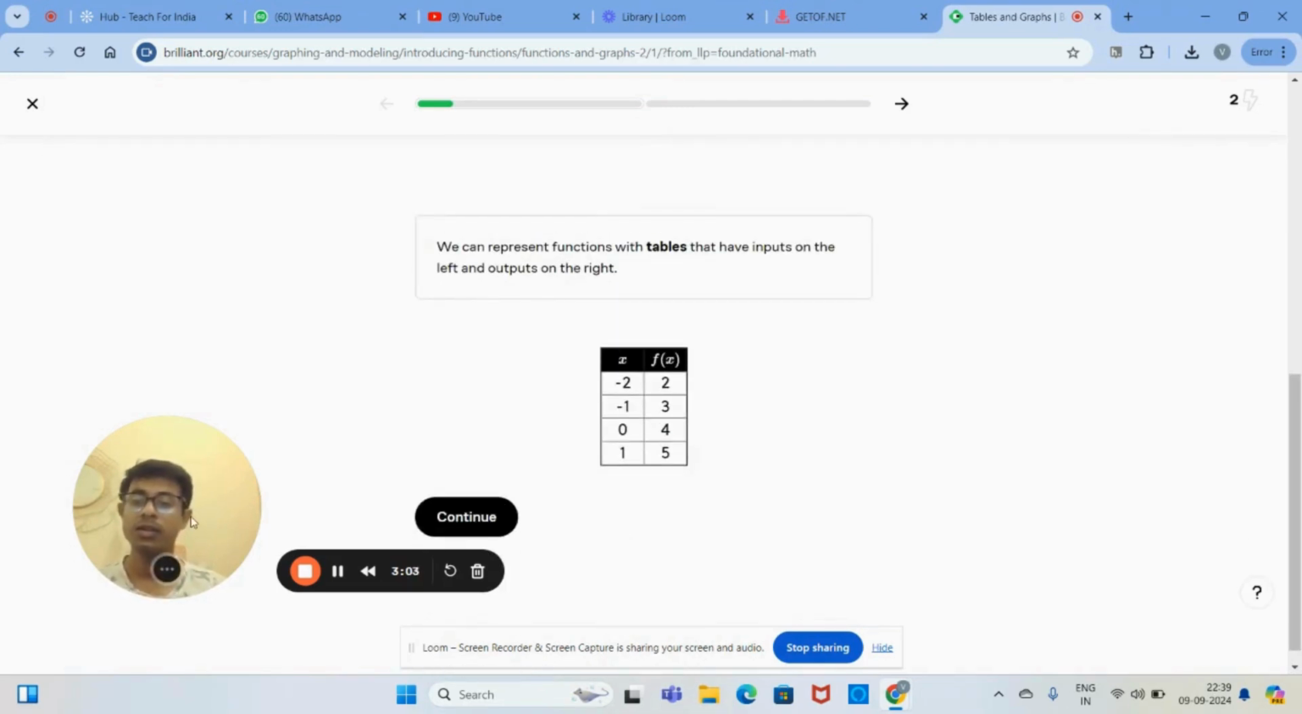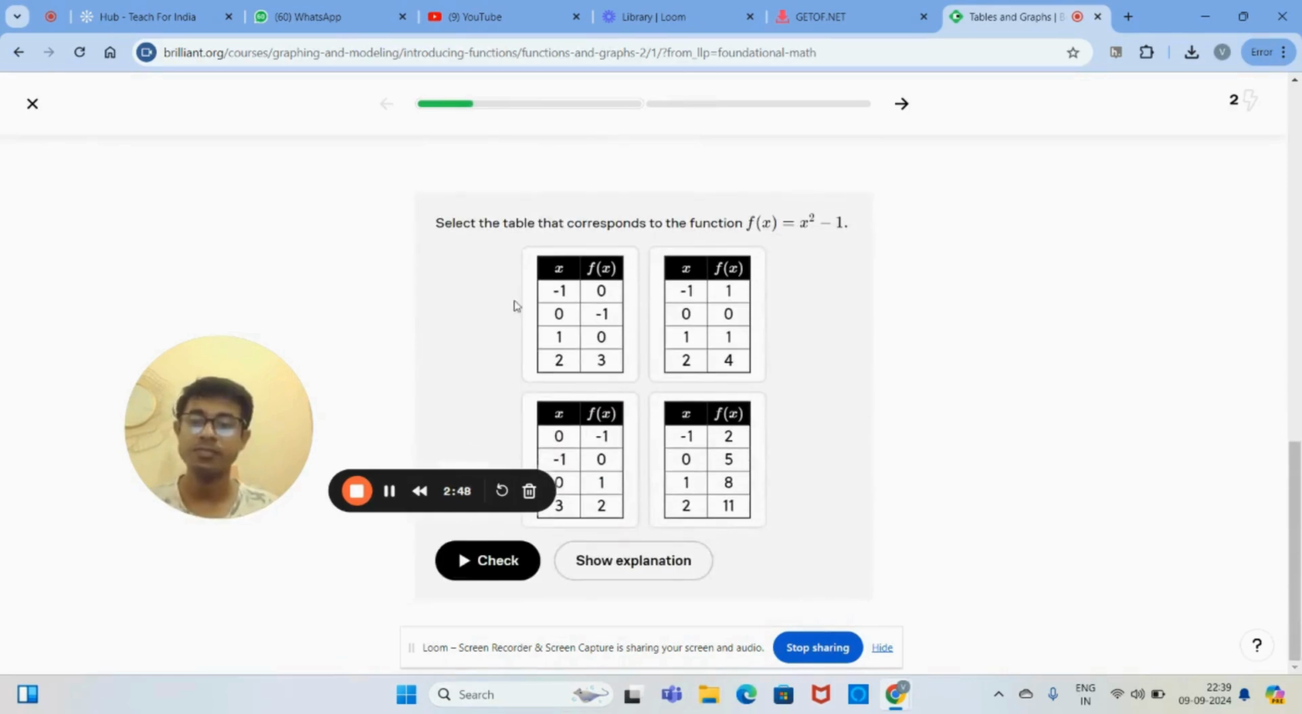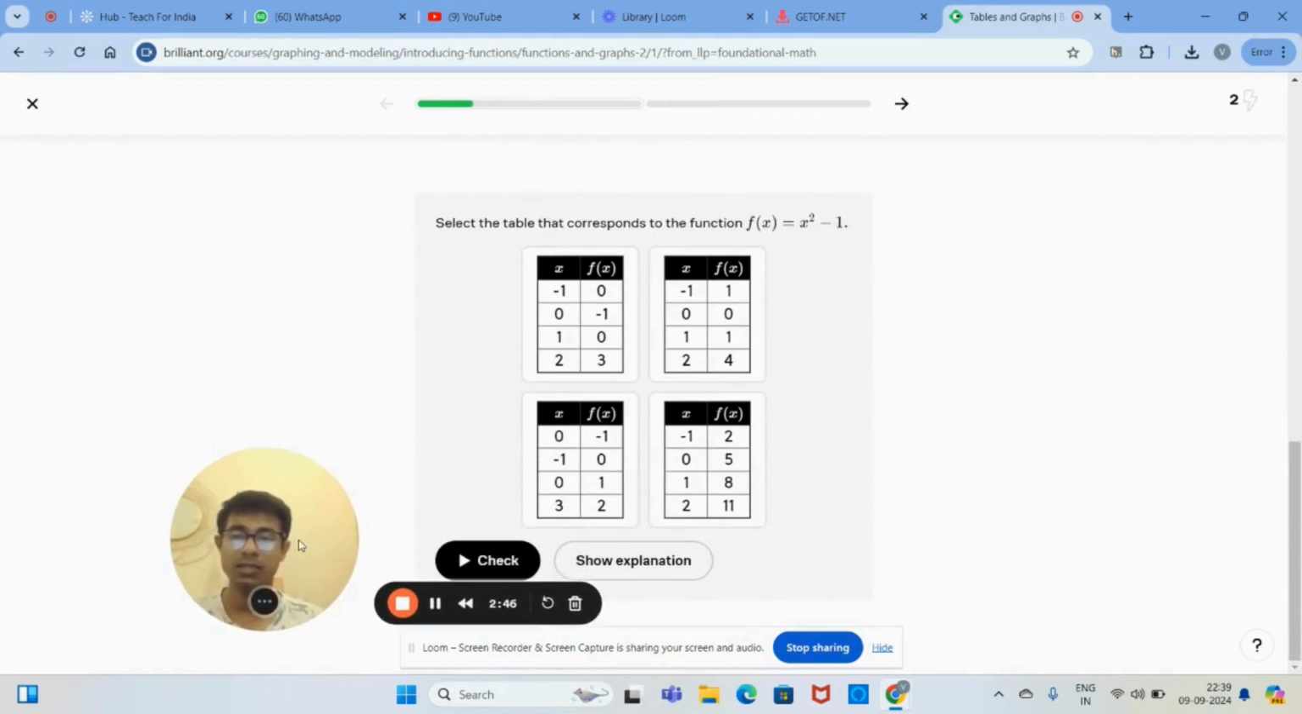Let's continue. Now, it says that we can represent functions with tables that have inputs on the left, which we generally take as x, and the output on the right, which we are calling f of x. Now here we have another question. It is asking us to select the table that corresponds to the function x square minus 1. If you put any input over here and simplify, what should be the output? So we have to select the table which matches with this function.